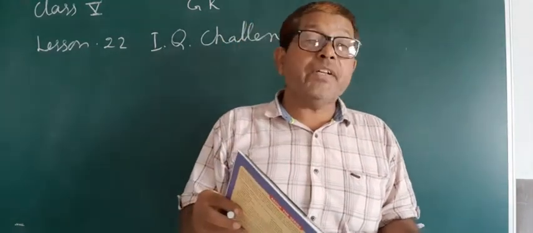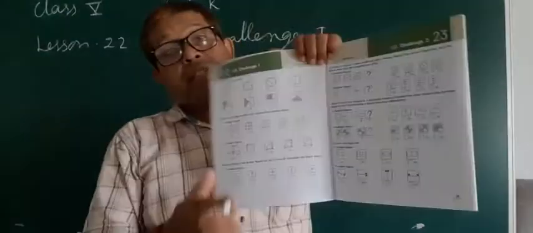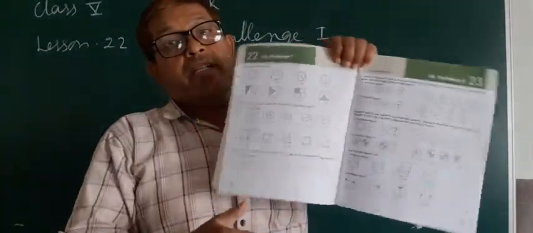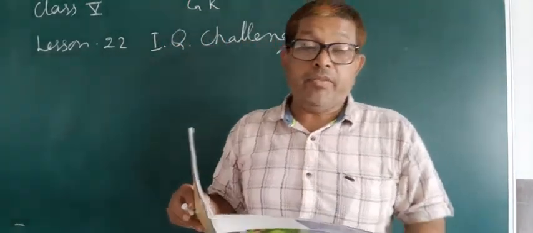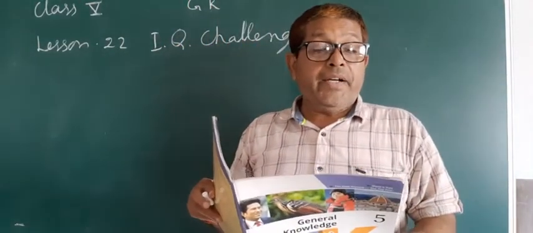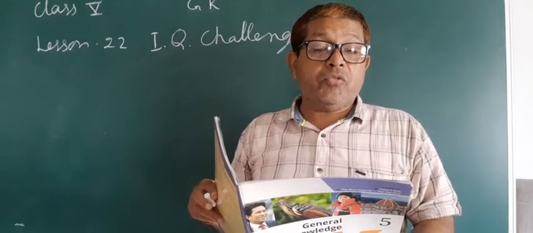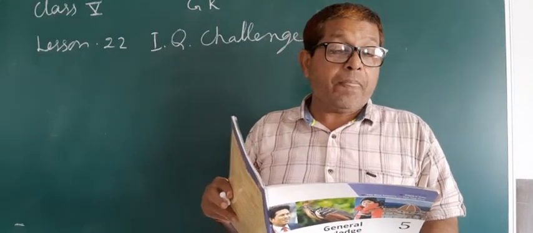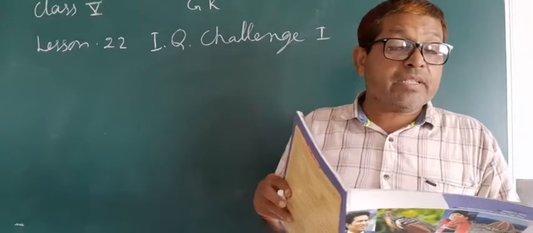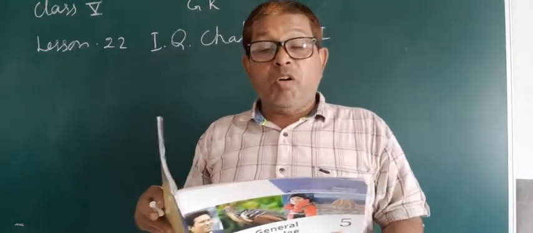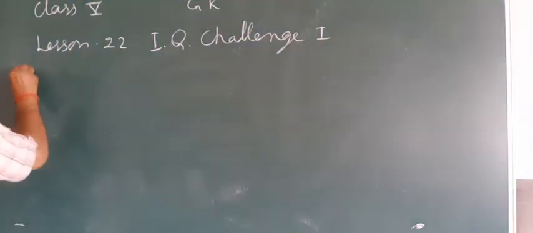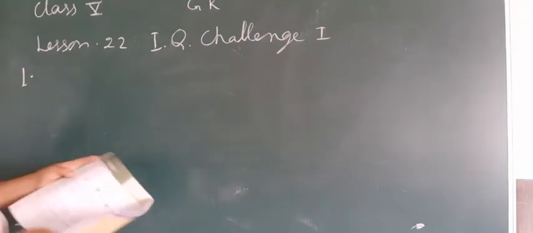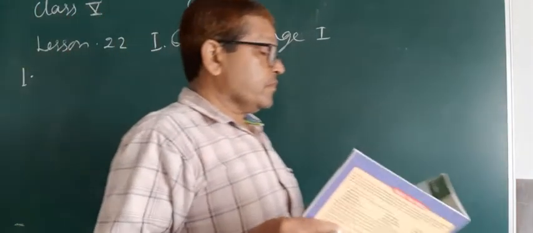Find the odd figure out. Now you see these figures on this page, and you try to understand. Find the odd figure out. First you see which one is odd. Four figures are given.